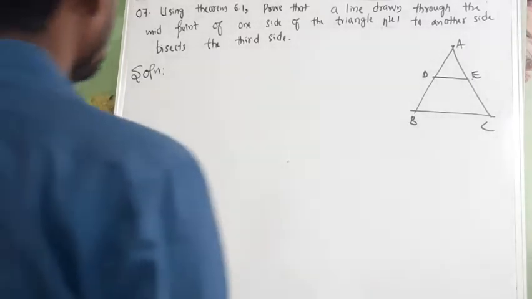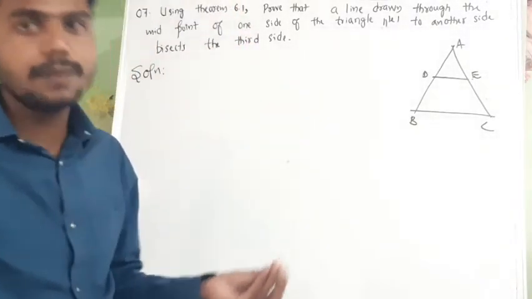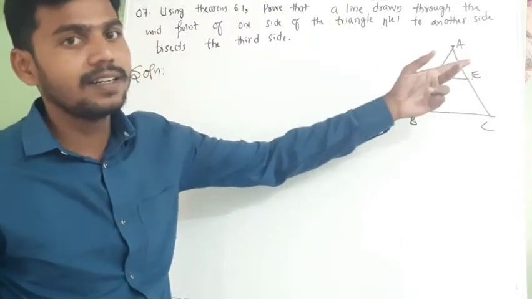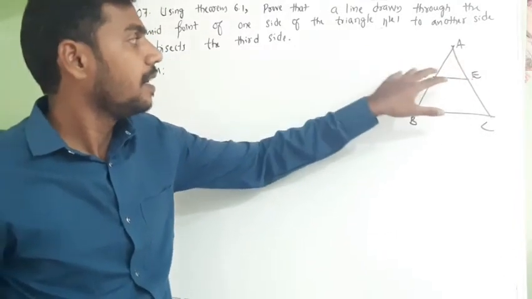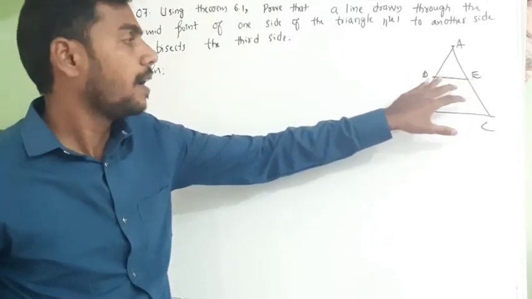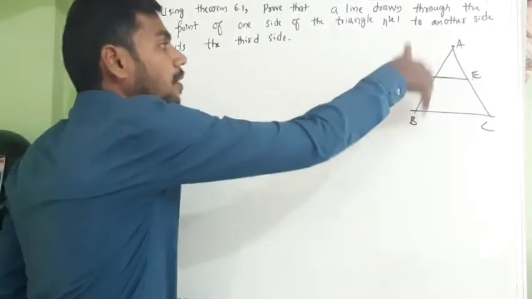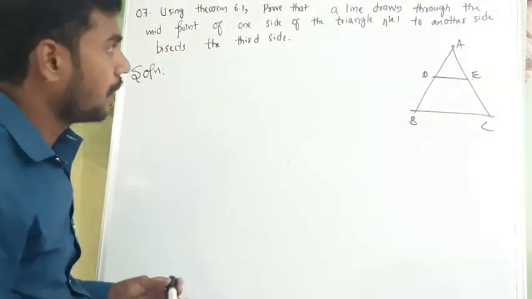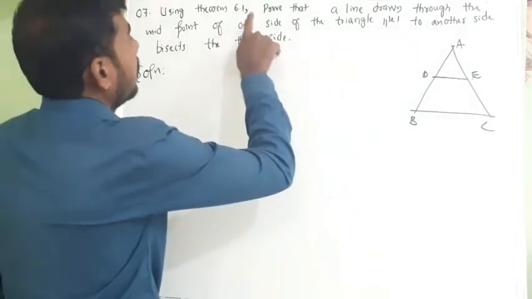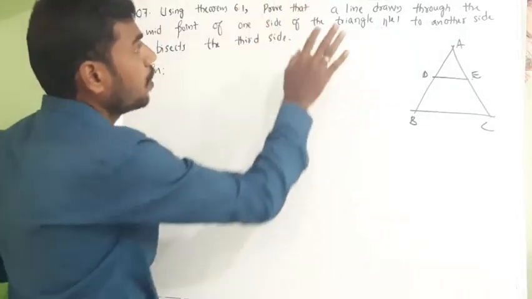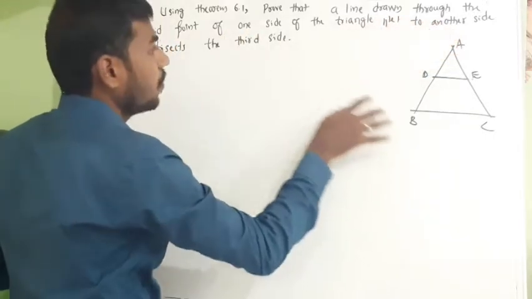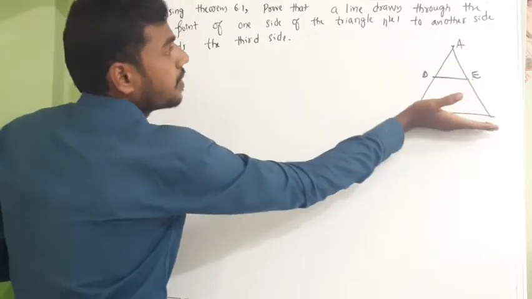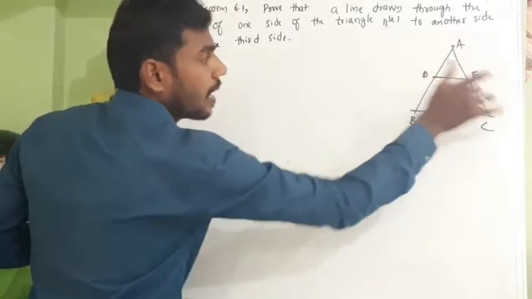Seventh question, using theorem 6.1. What is theorem 6.1? That is the basic proportionality theorem. If a line is drawn parallel to one of the sides of a triangle such that it intersects the other two sides at distinct points, the other two sides are divided in the same ratio. That is the basic proportionality theorem. So what they are saying is, using that theorem, prove that a line drawn through the midpoint of one side of a triangle parallel to another side bisects the third side.